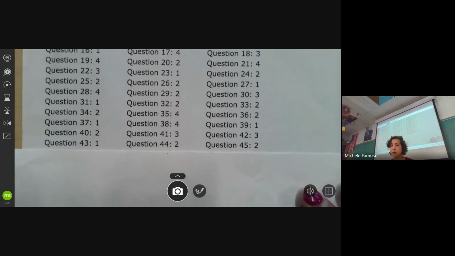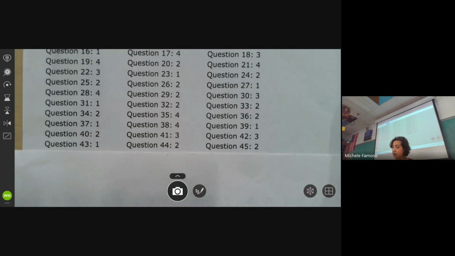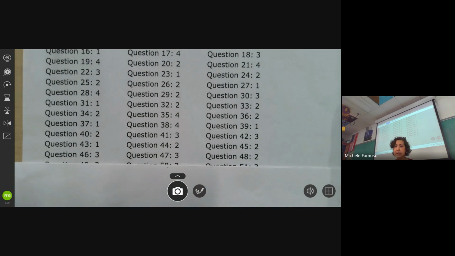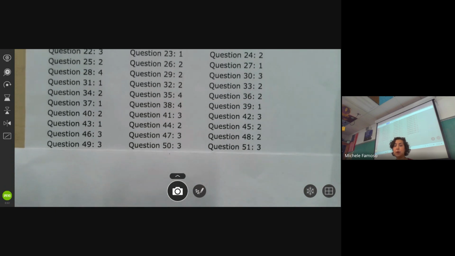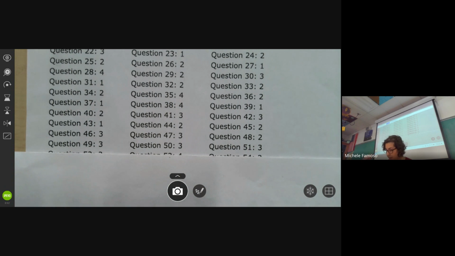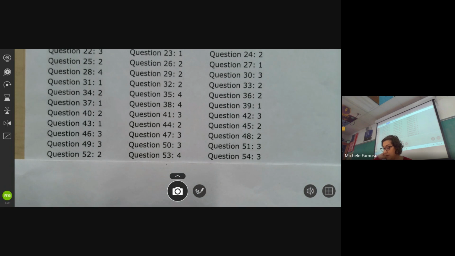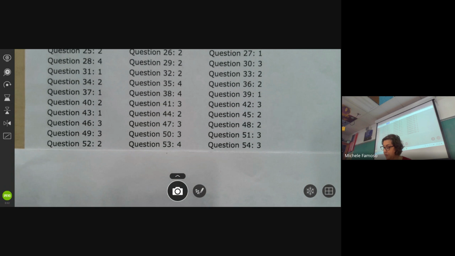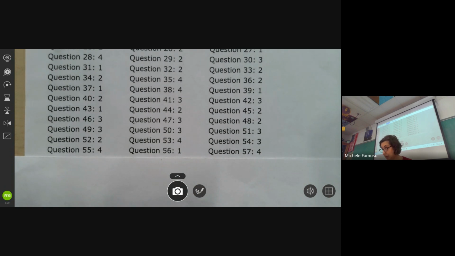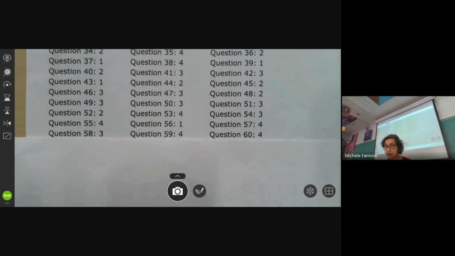43 is 1. 44 is 2. 45 is 2. 46 is 3. 47 is 3. 48 is 2. 49 is 3. 50 is 3. 51 is 3. 52 is 2. 53 is 4. 54 is 3. 55 is 4. 56 is 1. 57 is 4. 58 is 3. 59 is 4. 60 is 4.